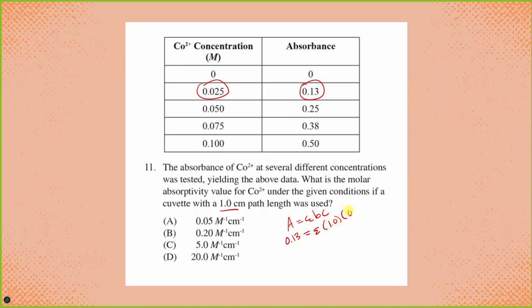So this is 0.025, and we should be able to get our answer. It should work. Somebody do a different line, but we all should get the same one. And I'm getting 5.2, so I guess the closest one here, I'm going to go with C.